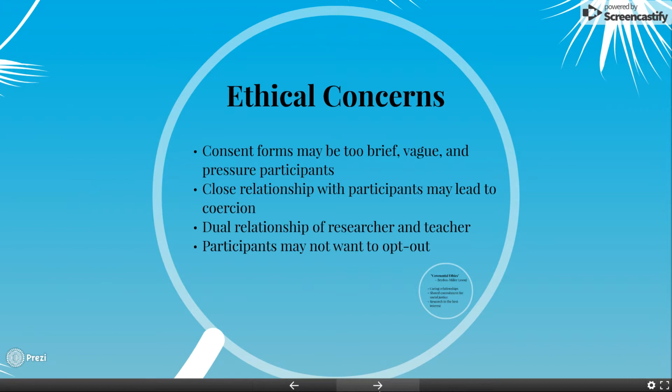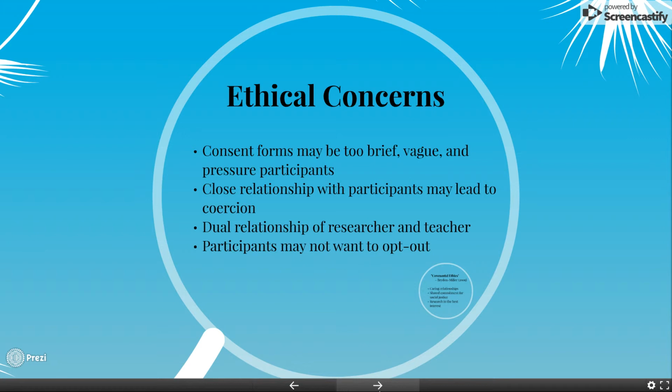There are also several ethical concerns for this type of research as well. Consent forms may be too brief, vague, and they may pressure participants. They may not necessarily know what they're getting into because of their close relationship that they may have with the researcher. Participants may be coerced.